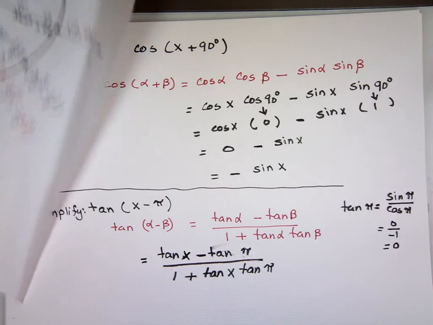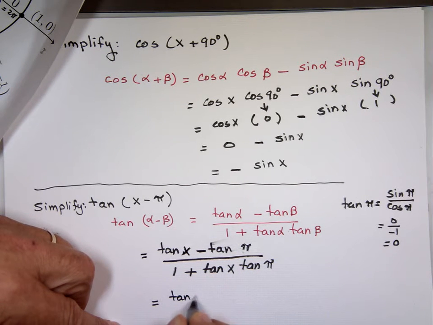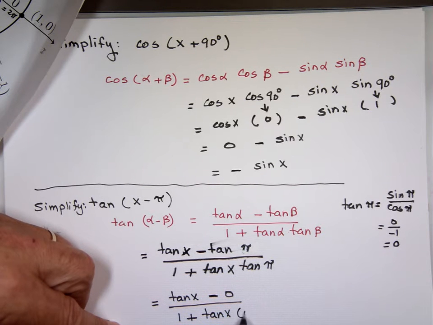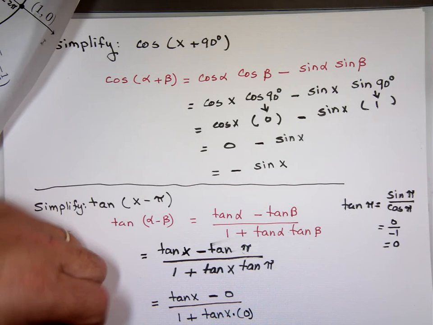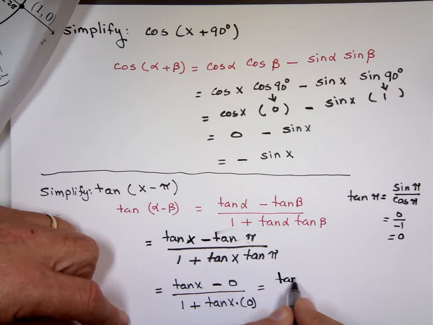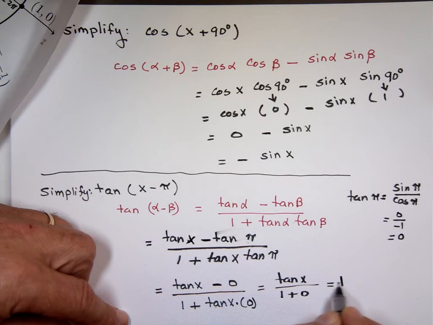Now if you plug it in, that's tangent x minus 0 over 1 plus tangent x times 0. What's tangent x minus 0? Tangent x. 1 plus, what's 0 times anything? 0. That's just the tangent x. Over 1, you don't have to write the 1.